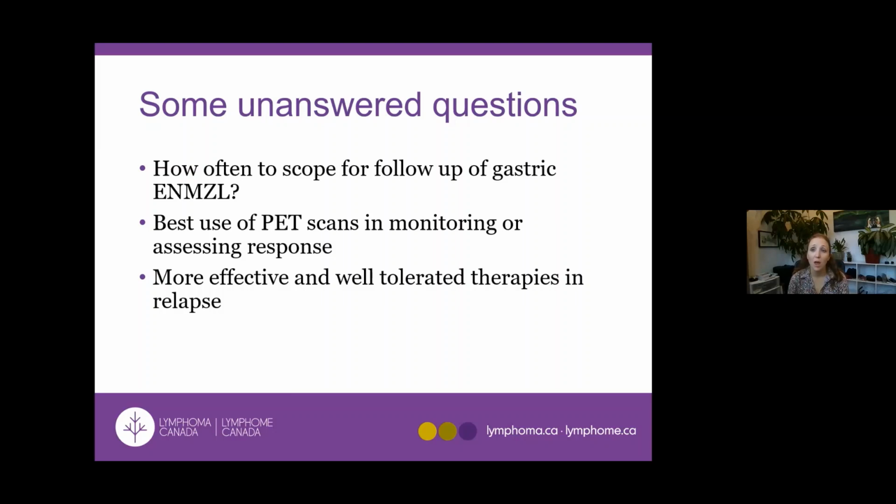Again, as I discussed, there's some controversy regarding the usage of PET scans. We still don't know the best situation for using a PET scan for monitoring or assessing response. There are definitely new techniques within PET scanning that are optimizing them so that this lymphoma may be better staged in the future. And certainly, effective and well-tolerated therapies in relapse are of crucial importance. Hopefully there will be more studies focused specifically on marginal zone lymphoma patients, or including large numbers of these patients in their study design.